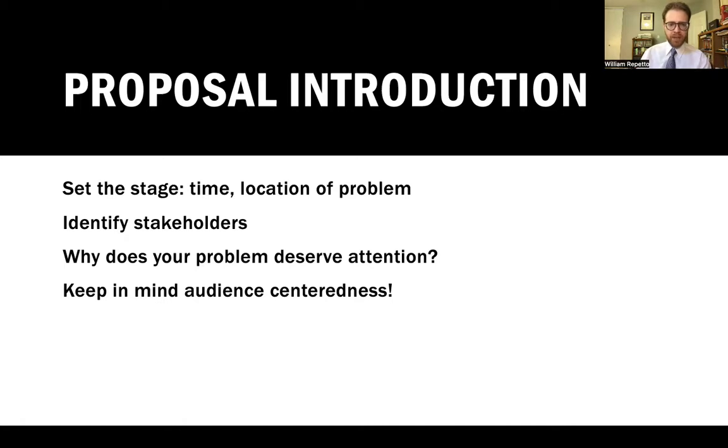And keep in mind the audience centeredness. We talked about that in the first week of this course, but proposals should be really, really audience centered, especially in the introduction, because again, just because you're having a problem doesn't mean everyone has it. Just because you understand it doesn't mean everyone understands it. So make sure you're really keeping in mind who your audience might be and how they might come to understand your problem the way you want them to understand it.